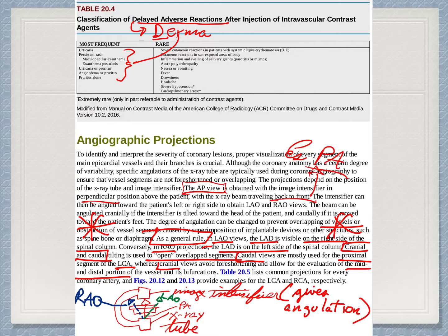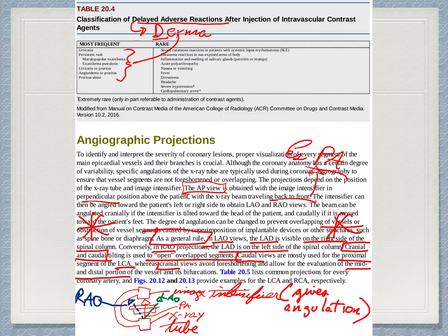So, delayed adverse reactions. The most frequent delayed adverse reactions are in the dermatologic field, so probably not life-threatening, most of them: urticaria, rash, angioedema, and pruritus. While the rare delayed adverse reactions may be life-threatening. Delayed means more than 30 minutes up to 1 week after injecting contrast.